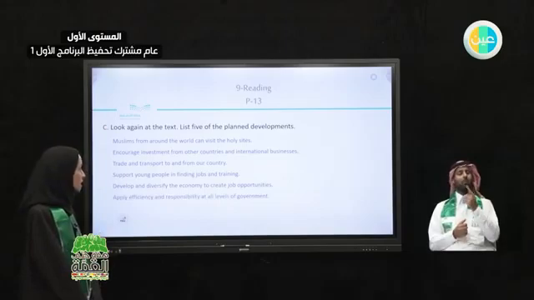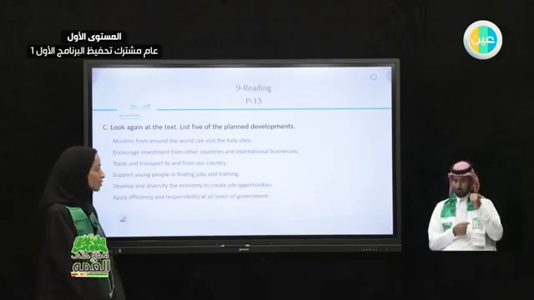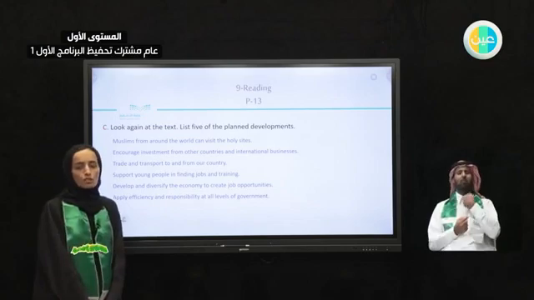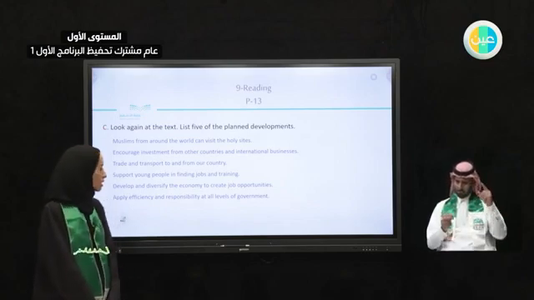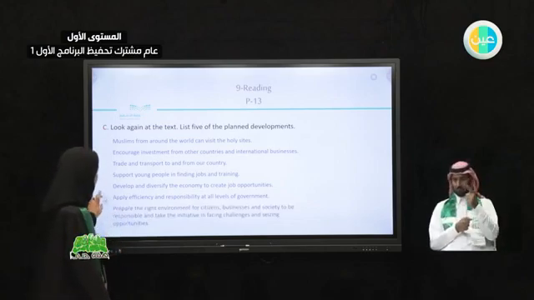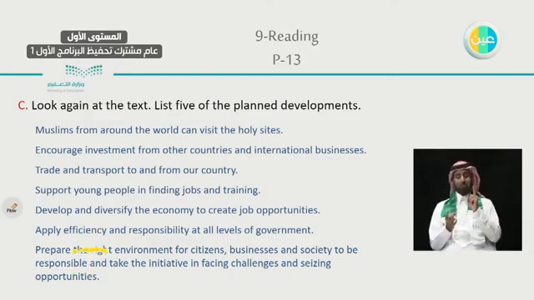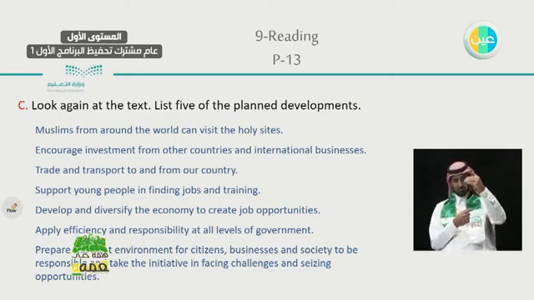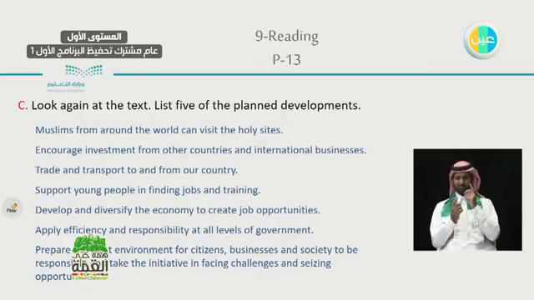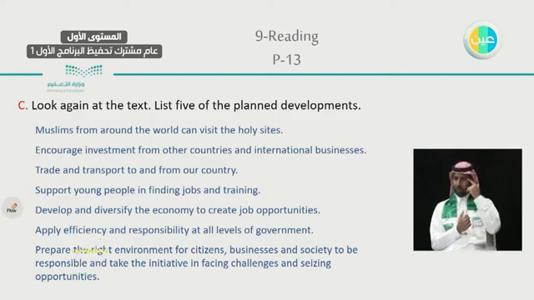Apply efficiency and responsibility at all levels of government. So everything should be efficient and everyone should be responsible. Prepare the right environment for citizens, businesses, and society to be responsible and take the initiative in facing challenges and seizing opportunities. So you are ready to face any challenge and to do any initiative, any change. So these are some. Choose 5 and list them down in your books.